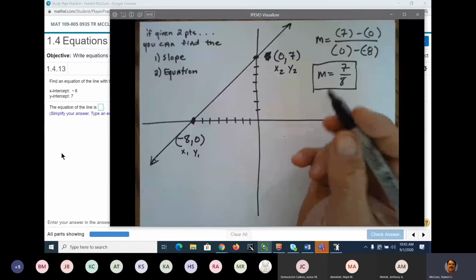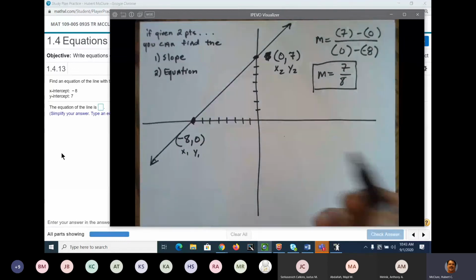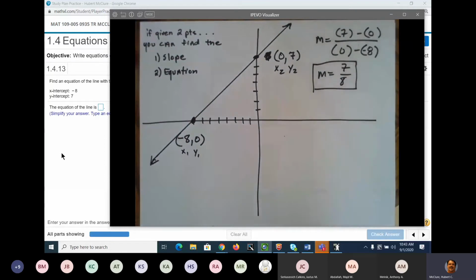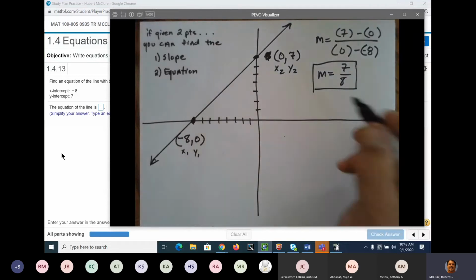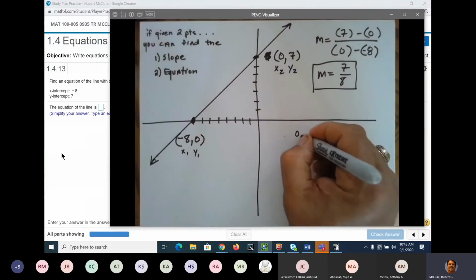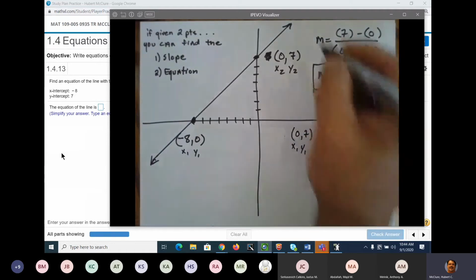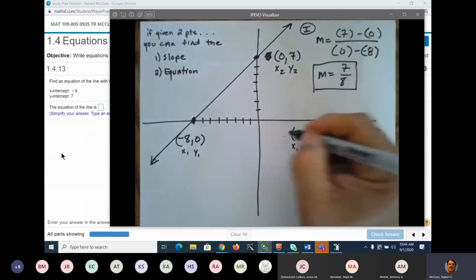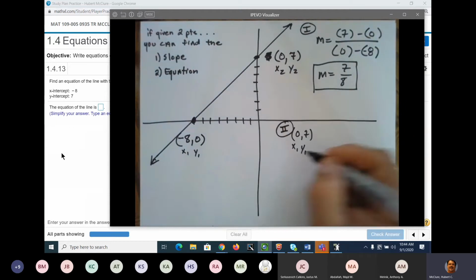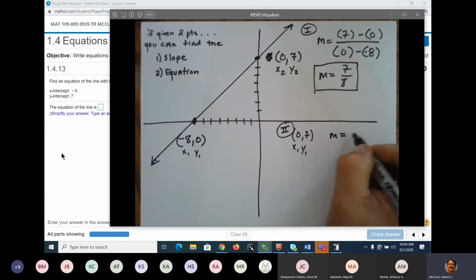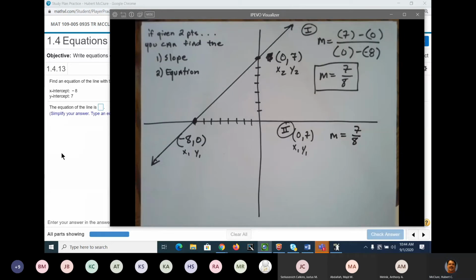Masalama. Anyway, so now we've got a point and a slope. I'm going to pick 0.7. Why am I picking 0.7? Because it doesn't have a negative. So I'm going to pick 0.7. There's my point. X sub 1, Y sub 1. This is part 1 of the question. This is part 2. And I'm calling this X sub 1, Y sub 1 because this is another part. M is equal to 7/8.